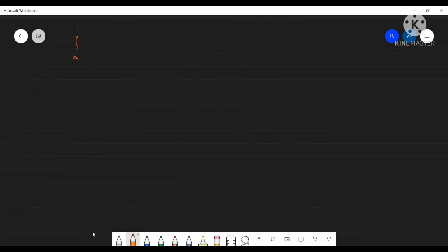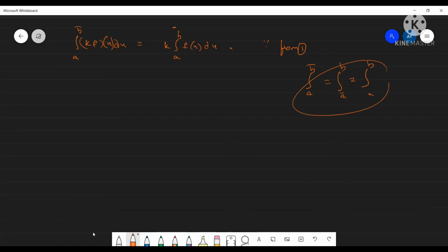Integral a to b bar kf of x dx, we got this as k into integral a to b f of x dx. Actually, what is it that we have to get? We have to get a to b bar. But as we have seen earlier, integral a to b bar is equal to integral a bar to b, which is equal to the whole integral a to b. So from this, I'm concluding it and writing it as integral a to b f of x dx. I hope you understand this one.